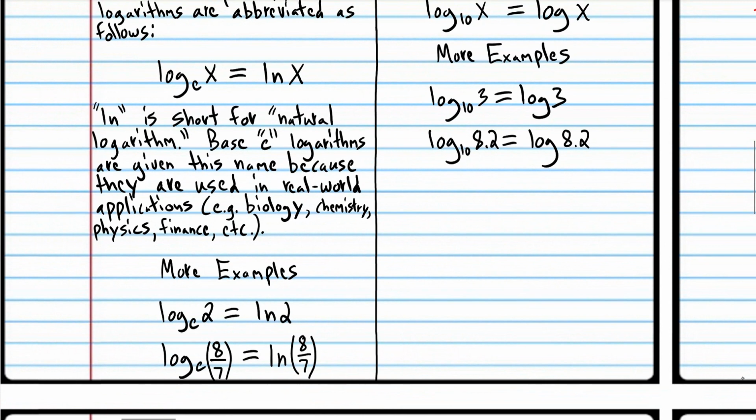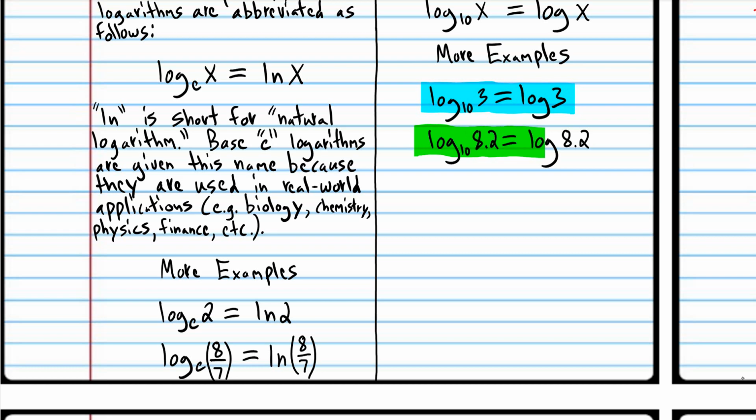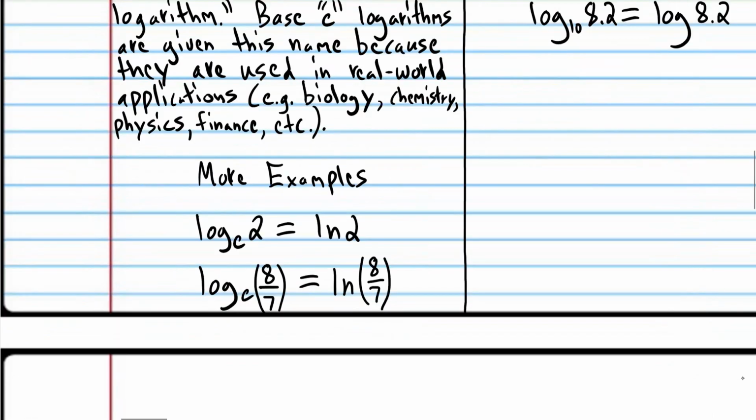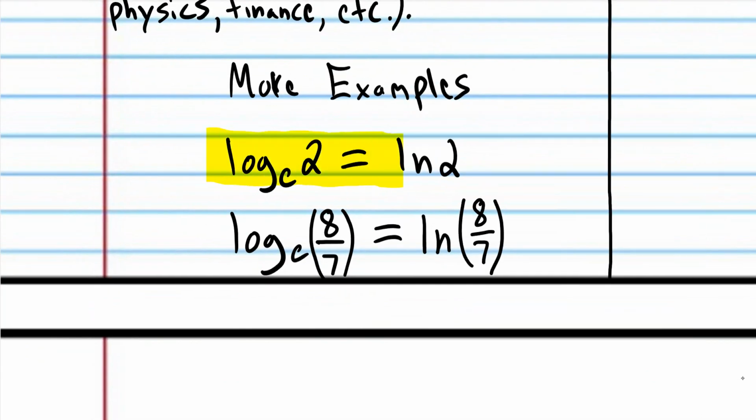So here's some examples. Log base 10 of 3 is log 3. Log base 10 of 8.2 is log 8.2. It's just an abbreviated way to write those logarithms. Log base e of 2 is ln 2, and log base e of 8 over 7 is ln 8 over 7.